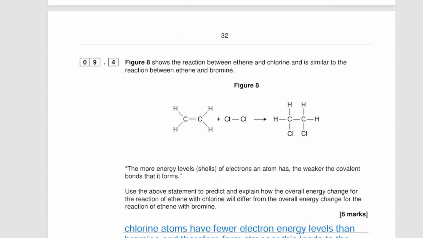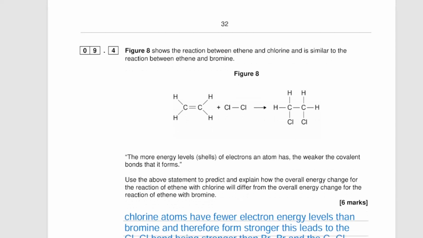Finally, figure 8 shows the reaction between ethene and chlorine and is similar to the reaction between ethene and bromine. And then we're given a bit of preamble just to help us with the question. The more energy levels or shells of electrons an atom has, the weaker the covalent bond that it forms. And we're expected to use the above statement to predict and explain how the overall energy change for the reaction of ethene with chlorine will differ from the overall energy change for the reaction of ethene with bromine.